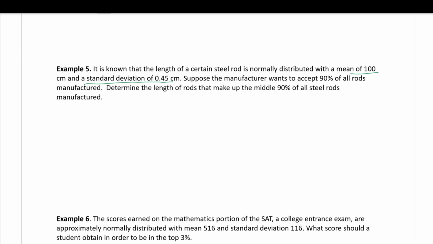Okay, so this is very similar to the problem that we just did a couple of exercises ago. We're dealing with the normal distribution, right? So we're going to go ahead and draw that bell-shaped curve. Let's identify the center, the mean. In this case, it's 100. And we're being asked to find the length of the two rods that would make up the middle 90%. Okay, so the cutoffs. So we're looking for the bottom cutoff and the upper cutoff.